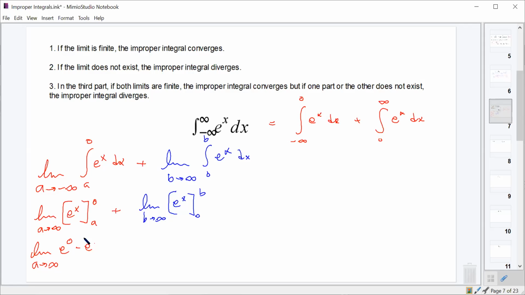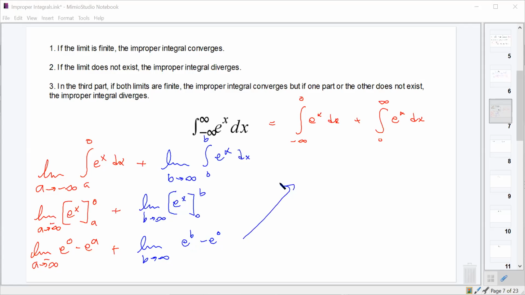Why did I write an infinity there? E to the a. Like I said, those are both negative infinities. And then here we have plus the limit as b approaches infinity of e to the b minus e to the 0.